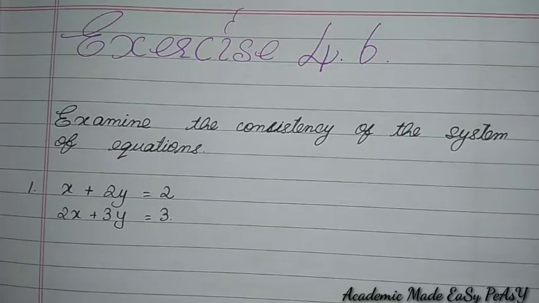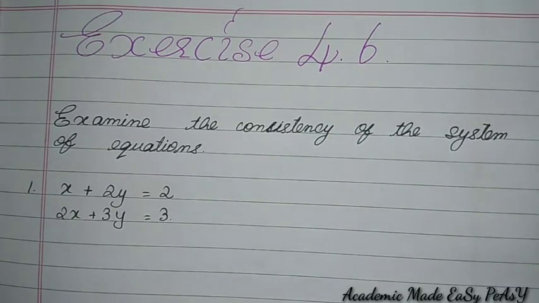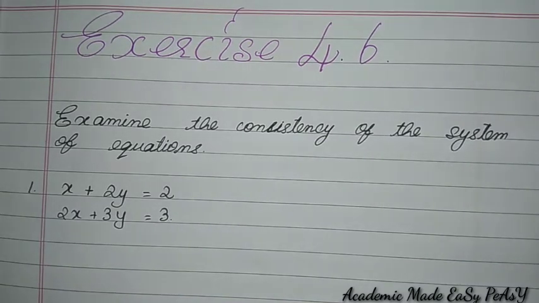In this video, we will be learning exercise 4.6 from the chapter Determinants of class 12 CBSE. In this exercise, we will be learning the consistency and inconsistency of system of equations and finding the solution for the given equations, that is linear pair equations. So now let's move on to the questions.